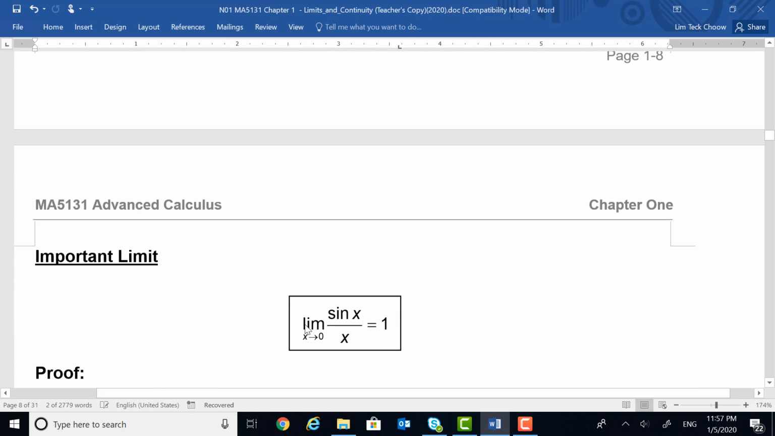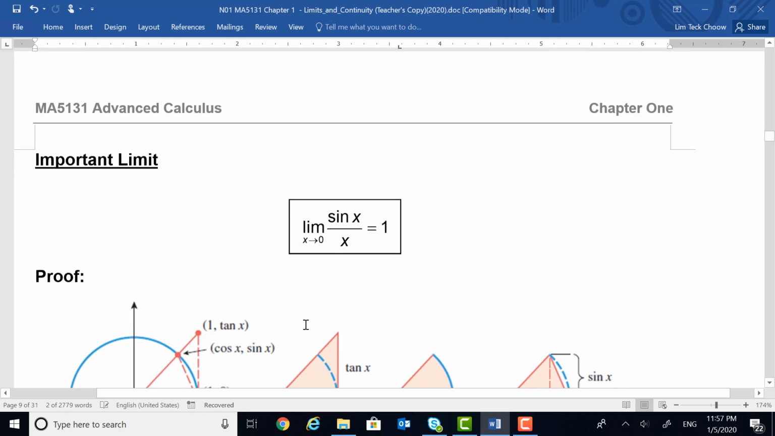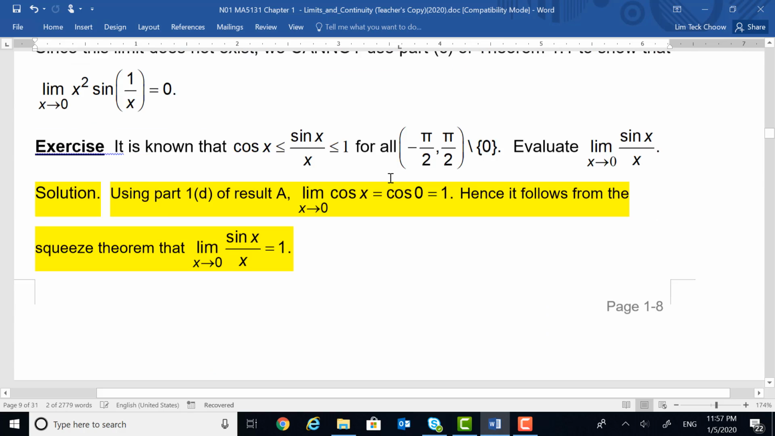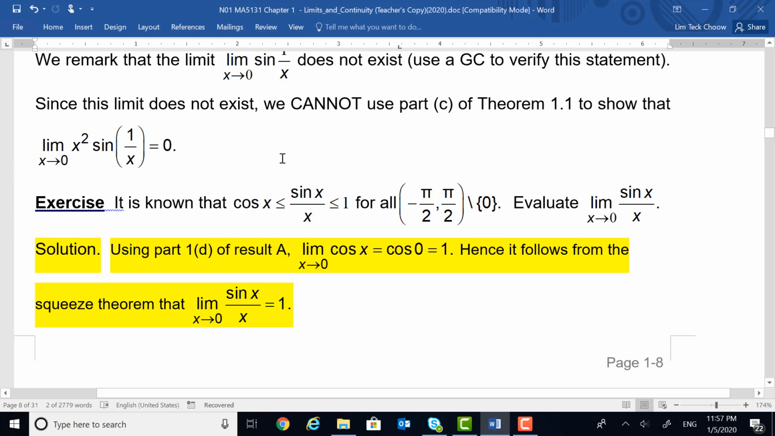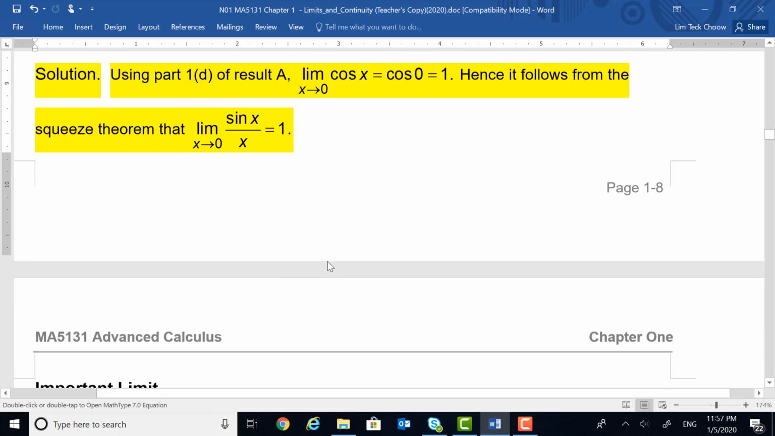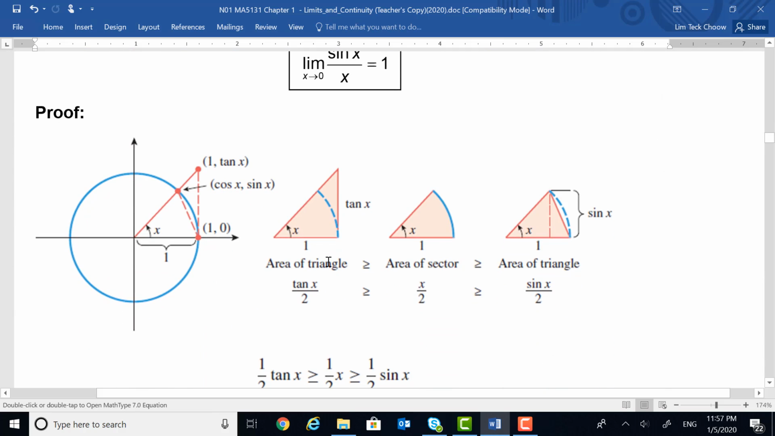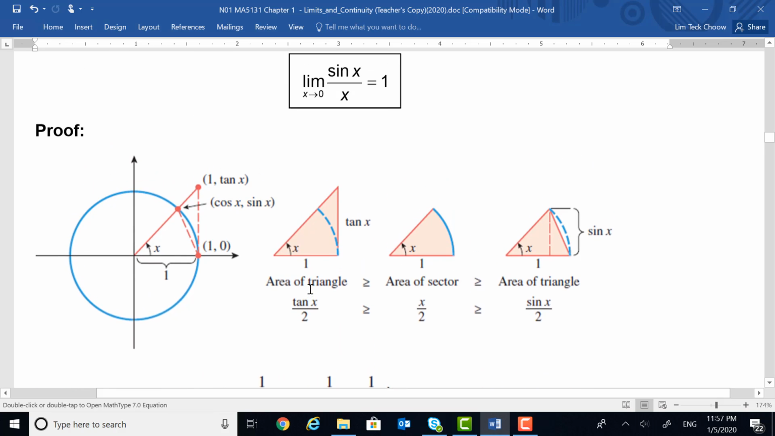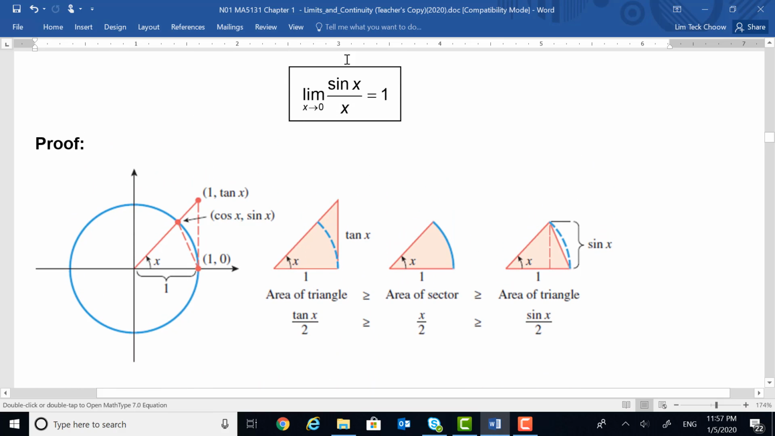Okay, let's look at this important result again. Earlier on we have already discussed this important result by first assuming this inequality, right? Okay, how does this inequality come about? Actually, it is given in this diagram. In this diagram, it is an attempt to show you how you can obtain a certain inequality that allows you to come to this conclusion via the squeeze theorem.